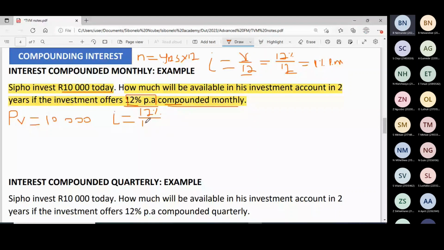And then our N. This investment will mature in 2 years' time, right? Remember, the interest is calculated monthly. So now this is 2 years. How many months make up 2 years? To get that, you're going to multiply by 12. So in 2 years we've got 24 months. That will be your N. Why do we express N in months? Because interest is compounded monthly. You cannot use years when you are told that interest is calculated monthly. So everything that you do must be expressed in months. Are you following?